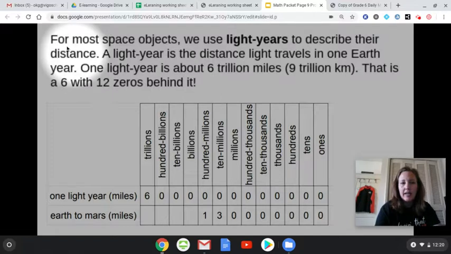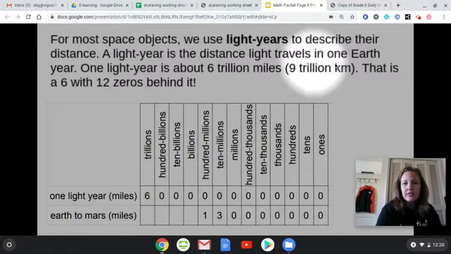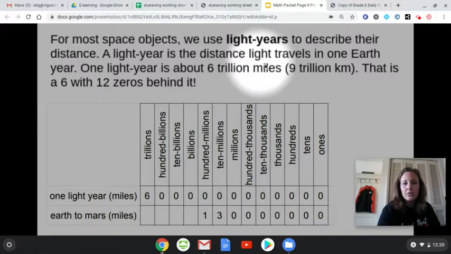And so I again Googled this. It says for most space objects, we use light years to describe their distance. A light year is the distance light travels in 1 Earth year, right? So an Earth year is one time around the sun on the Earth, which is different on different planets. Okay, 1 light year is about 6 trillion miles. That is 6 with 12 zeros behind it.